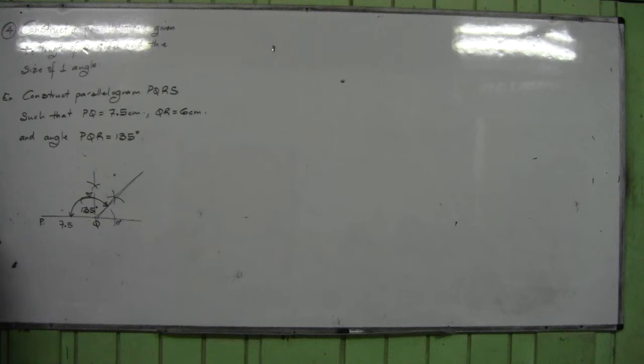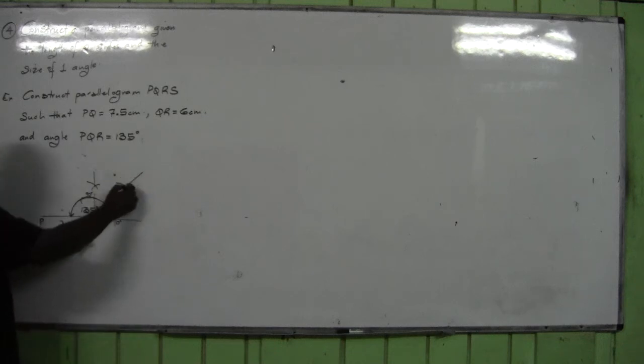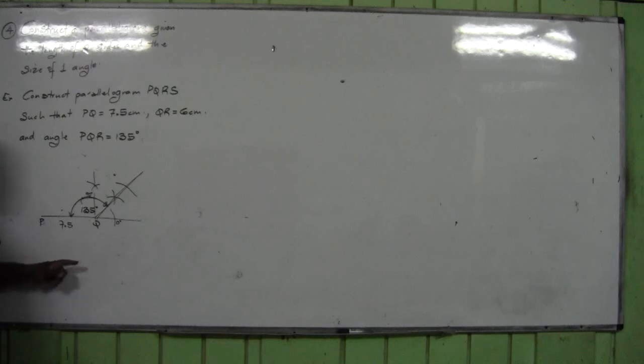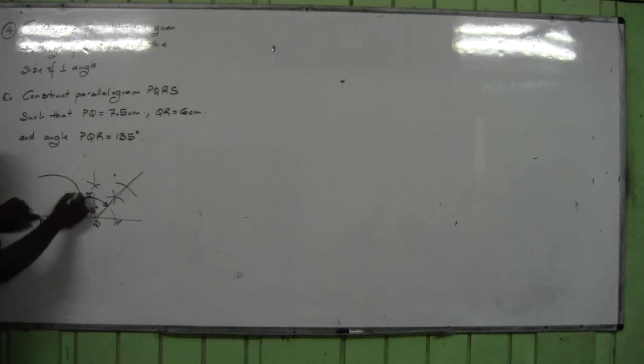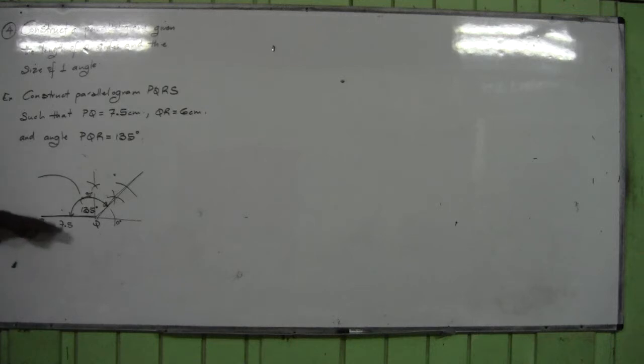What is the length of QR? 6 centimeters. I will then open my compass to 6 centimeters, put it at Q and scribe. That length here is 6. Then for a parallelogram, opposite sides are equal. So if over here is 6, over here is also 6. I put it here and I also scribe. The length down here is what? 7.5. So remember, opposite sides are equal, so the length up here is also 7.5.